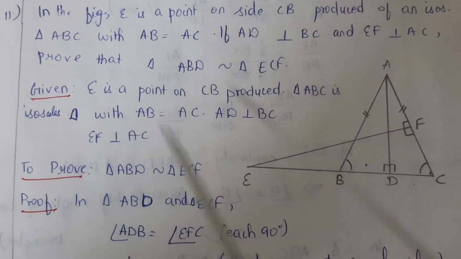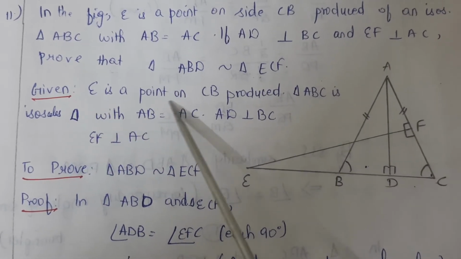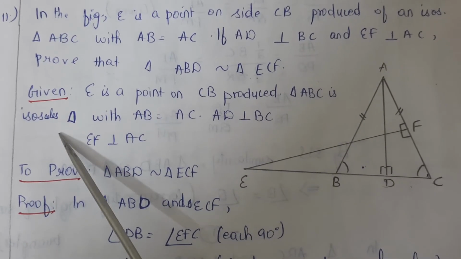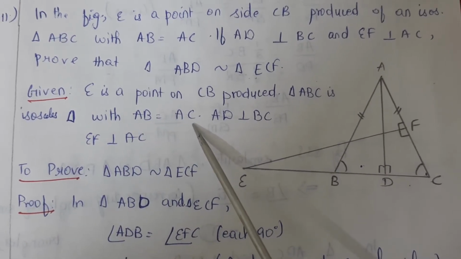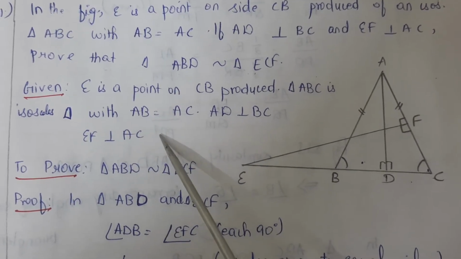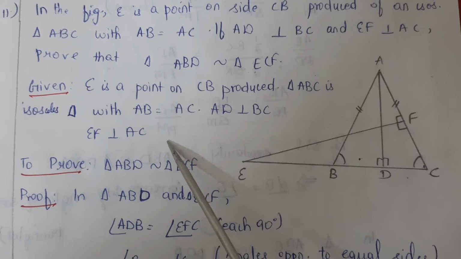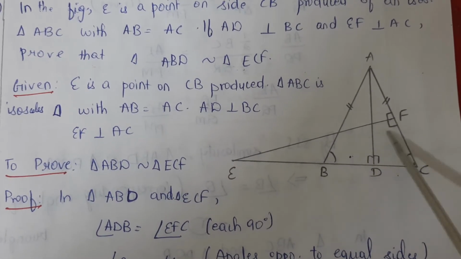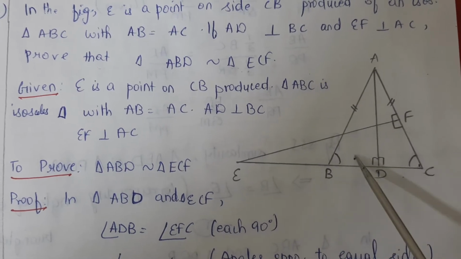Now let us write what is given in the question. E is a point on CB produced. Triangle ABC is an isosceles triangle with AB equal to AC. AD is perpendicular to BC and EF is perpendicular to AC. This is what is given in the question. We have to prove that triangle ABD is similar to the triangle ECF.